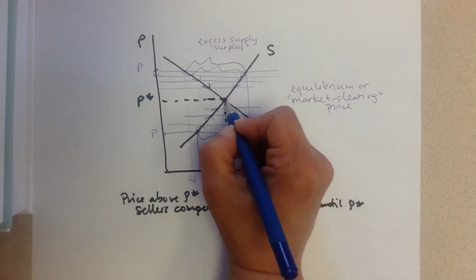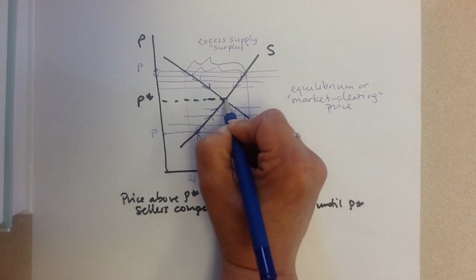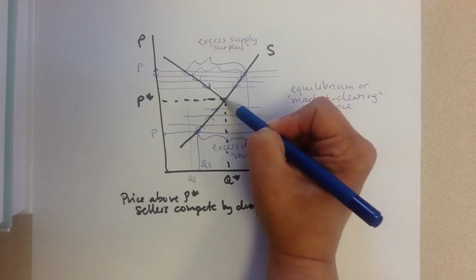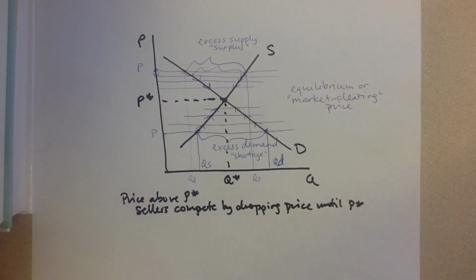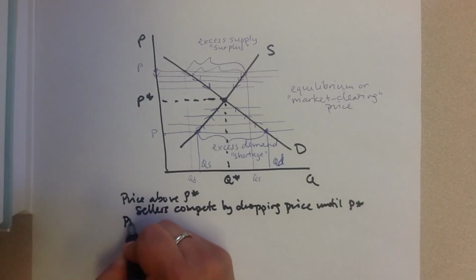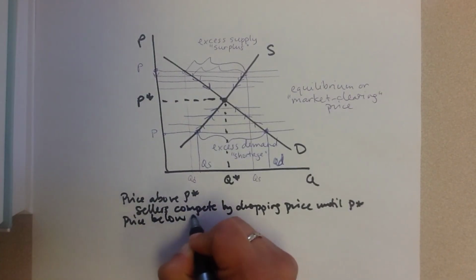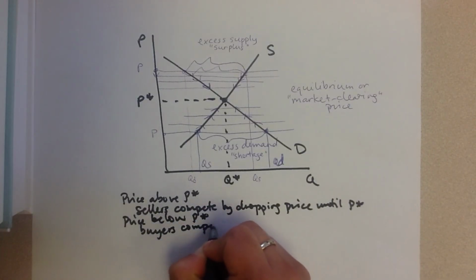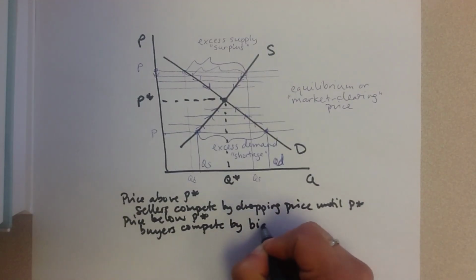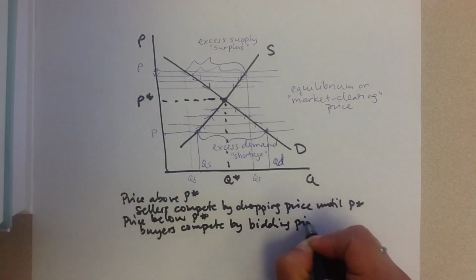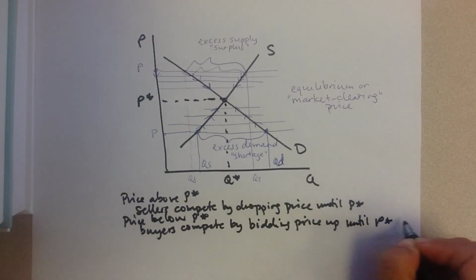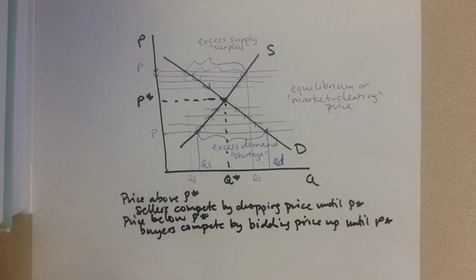The price continues to rise until the equilibrium price, because then there's no more pressure. There are no more dissatisfied buyers who can't buy and want to bid the price up, and no more dissatisfied sellers who want to sell and bid the price down. We're at the equilibrium or market clearing price. So when the price is below P star, the buyers will compete by bidding the price up until we get to P star, and then the market clears.